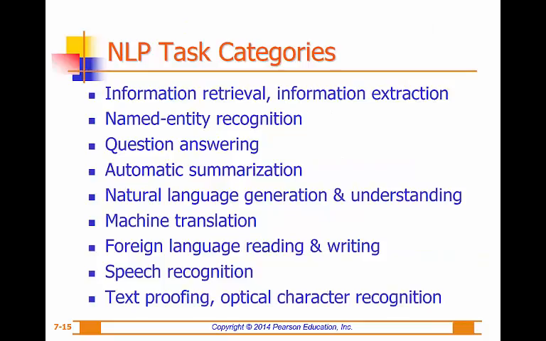So, some basic tasks that can be handled inside of NLP. You retrieve and extract. You try to answer questions. Do some summarization, maybe some translation if necessary. What does that actually mean? What does the subtext actually mean? Do some speech recognition. Do some proofing. So you may do some, or maybe not all of it, but you may do most of these categories during an NLP type of process.